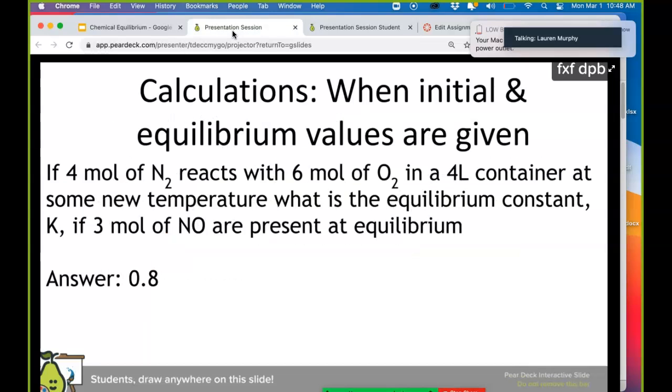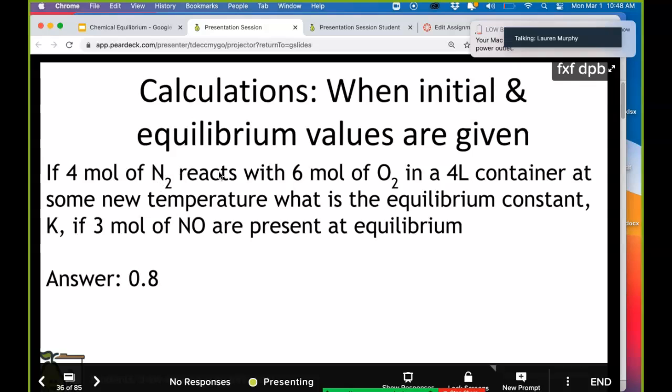So I have 4 moles of nitrogen reacting with 6 moles of oxygen. These are assumed to be initial amounts. These are your reactants. It's what you have initially, I, in the beginning. Now they're in a 4-liter container, right? And we want to do molarities. So we're going to turn all of these into molarities, moles per liter. So 4 moles divided by 4 liters is 1 molar. 6 moles divided by 4 liters is 1.5 molar. And so these are initial amounts.